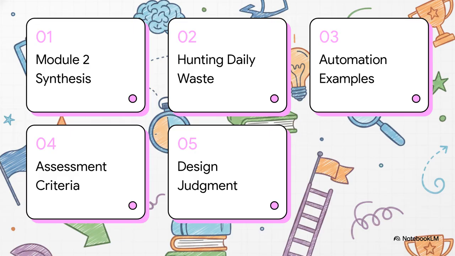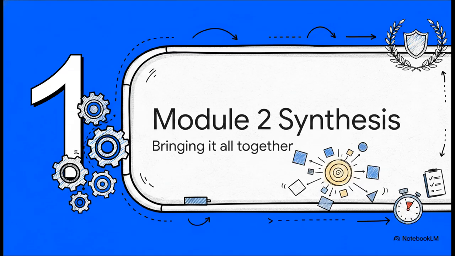Here's our tactical study guide for today so you know exactly how to conquer this final project. We're going to bring Module 2 together, hunt for daily waste, look at some real work automation examples, walk through the 4 core assessment criteria, and finally talk about proving your design judgment. Let's get to it.